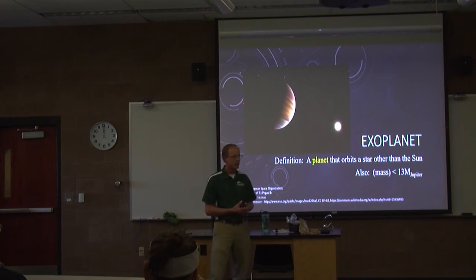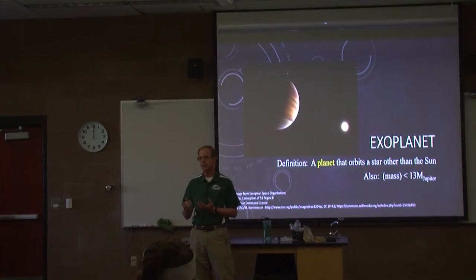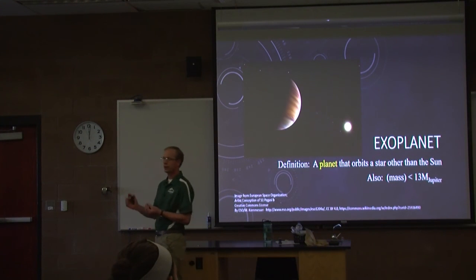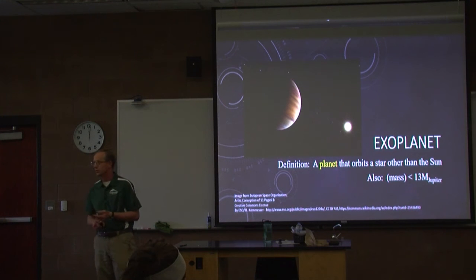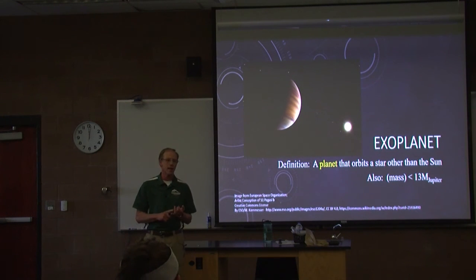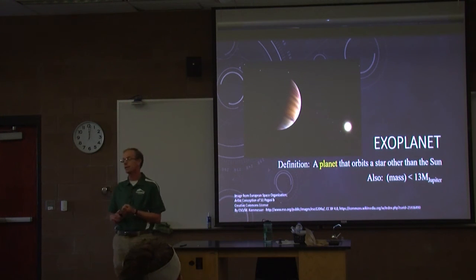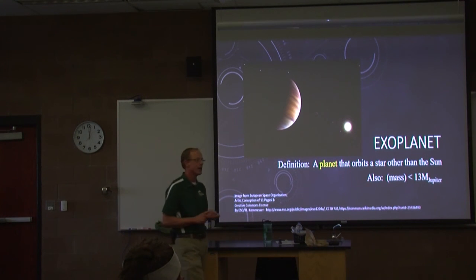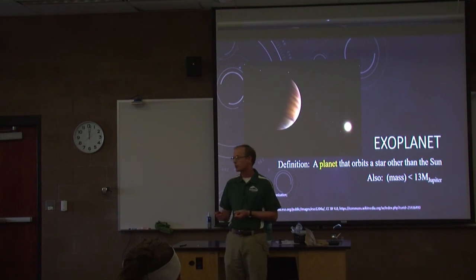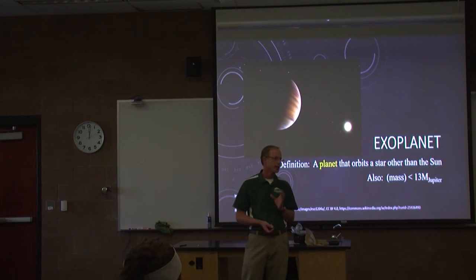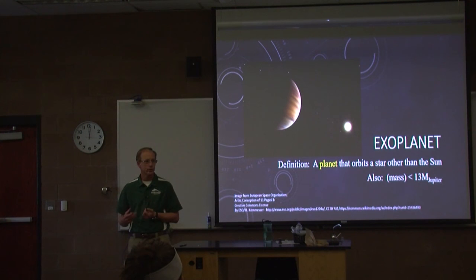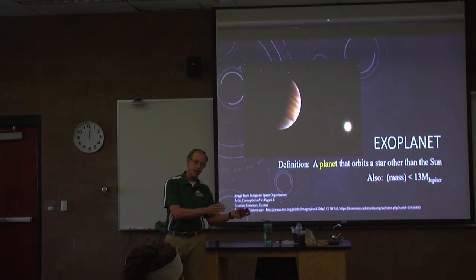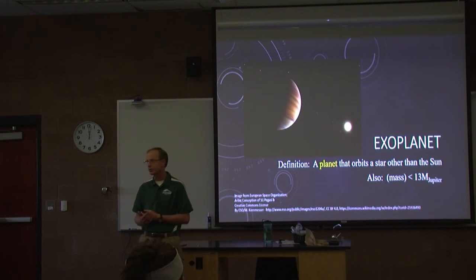If we want to talk about planets as they pertain to something different than other well-defined objects, we're going to restrict our discussion to objects that have a mass of roughly less than 13 times the mass of Jupiter. That's not an arbitrary threshold. In part, 13 times the mass of Jupiter is a large enough object to begin having nuclear fusion at its core. And so we like to distinguish between objects that do not have fusion going on and objects that do have fusion going on.